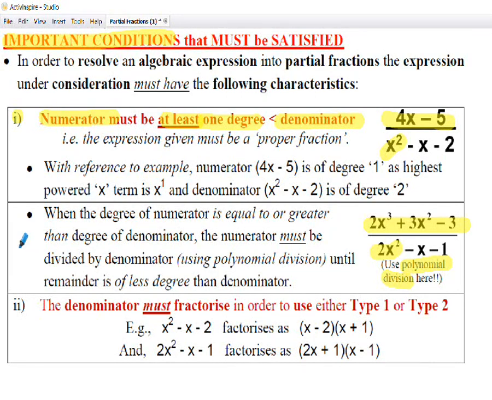The second check we perform is just to check if the denominator will factorise. If it does, we're able to use the type 1 and type 2 solutions of partial fractions. So for example, the x squared minus x minus 2 does factorise to x minus 2 and x plus 1 in brackets, and the 2x squared minus x minus 1 also factorises to brackets. So we could use the type 1, type 2 solution. If they do not factorise, we are left with quadratic factors.